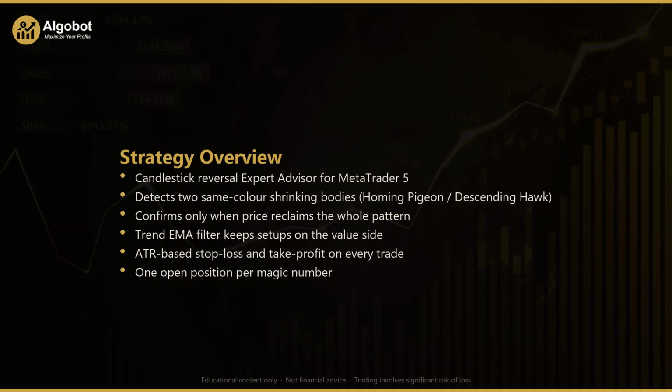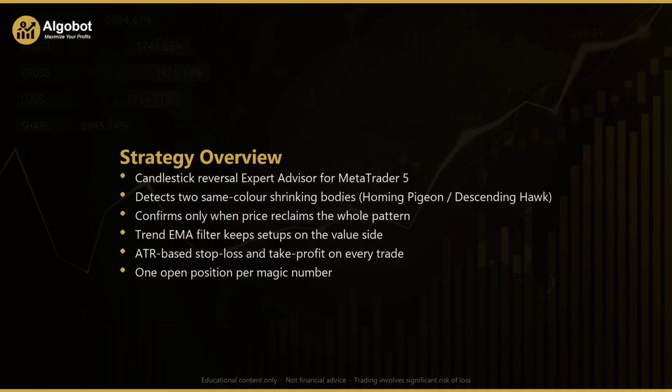It looks for two candles in a row that share the same color, yet whose real bodies are steadily getting smaller. In the world of candlestick analysis, this is sometimes called a homing pigeon when it appears at a low, or a descending hawk when it appears at a high. The idea is that when a market keeps pushing the same direction, but each push covers less ground, the crowd behind that move may be running out of conviction. The strategy reads that fading force as a sign that the short-term move could be ready to turn.